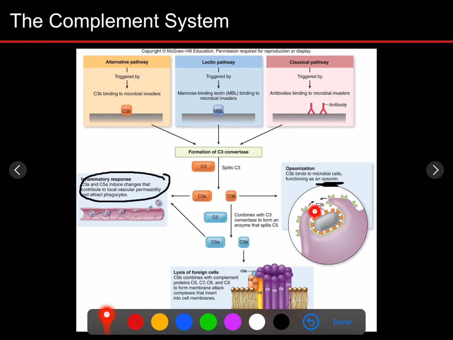So any cell that gets coated with C3b effectively has a giant "eat me" sign on it, and your immune system cells oblige quickly. So anything that gets labeled with C3b gets eaten pretty quickly and killed off. So that is the second way that the complement system acts to protect you. C3b sticks to bacterial cells and acts as an opsonin.